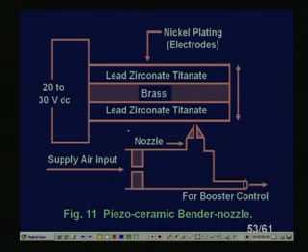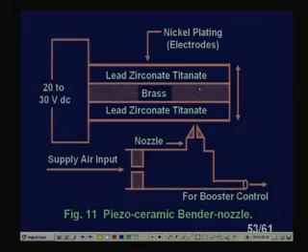So, many other parts we have eliminated here, because there is no coil as such. We are applying the voltage directly, and due to this there is a bimetal sort of arrangement, ceramic and brass, so obviously this will bend in one direction or the other. When the voltage is applied, due to the piezoelectric effect, this will make the flapper move close to the nozzle or away from the nozzle.